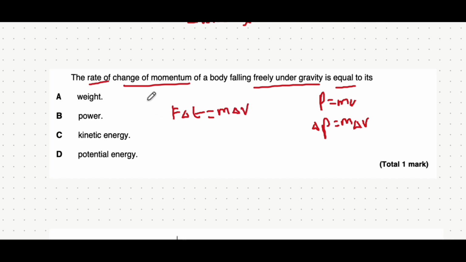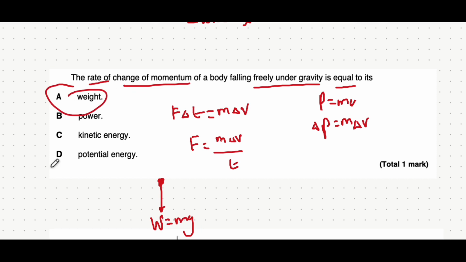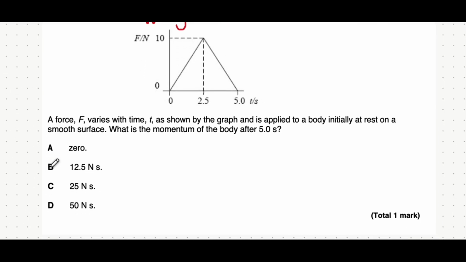We can then rearrange to get the rate of change of momentum, which is the change in momentum over time. And once you get that on the right-hand side, we get that it's equal to a force. Let's now think about what force acts on a body that falls freely under gravity. Freely under gravity means the only force acting on it is gravity. And what force comes as a result of gravity? Well, it's the weight, which is equal to the mass times gravity. And so that's why weight is the correct answer in this instance. Moving on to the next question.